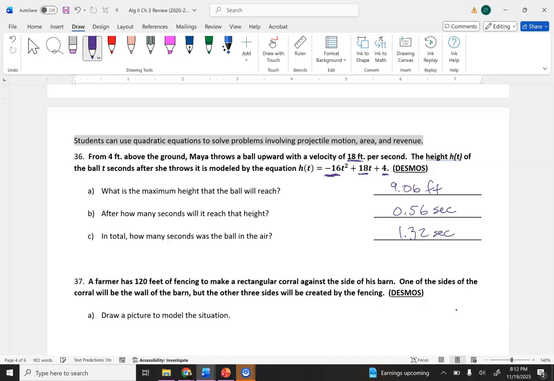So this question on the test is going to be pretty standard like that. You're just looking for maximum heights or when does it hit the ground or something like that.